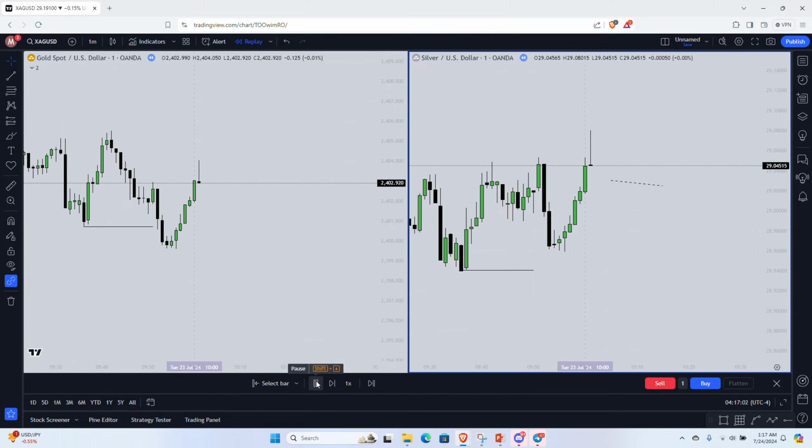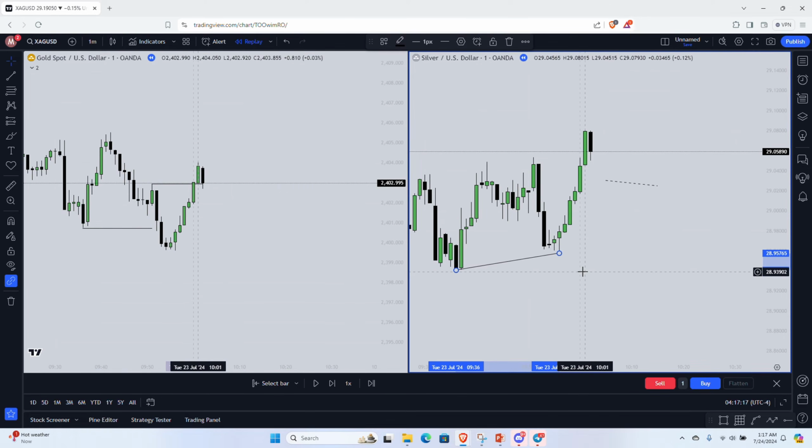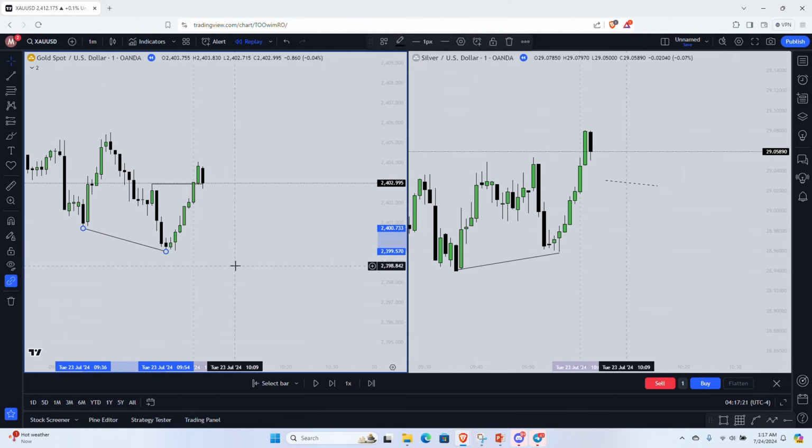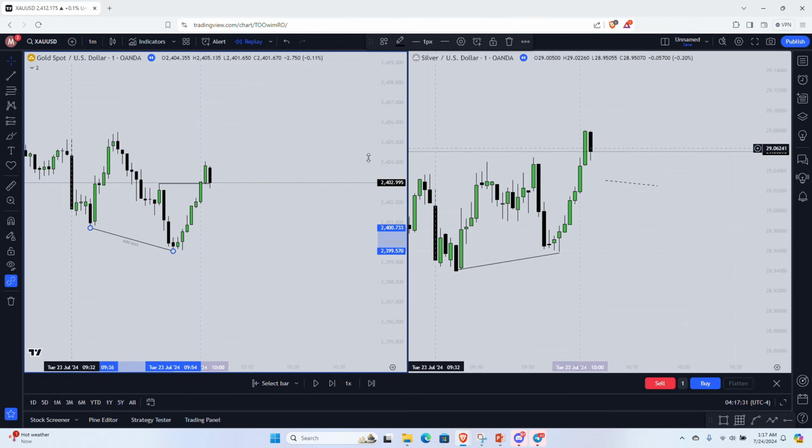Okay, good. Now we find a structure shift there. This is where we should be adding our positions for the buy program. Why? Because there is SMT divergence. In the correlated pair, this low has not been taken out yet, and that low has been taken out. It means SMT divergence has happened. So now let's mark it out. SMT. That is what we call SMT divergence.